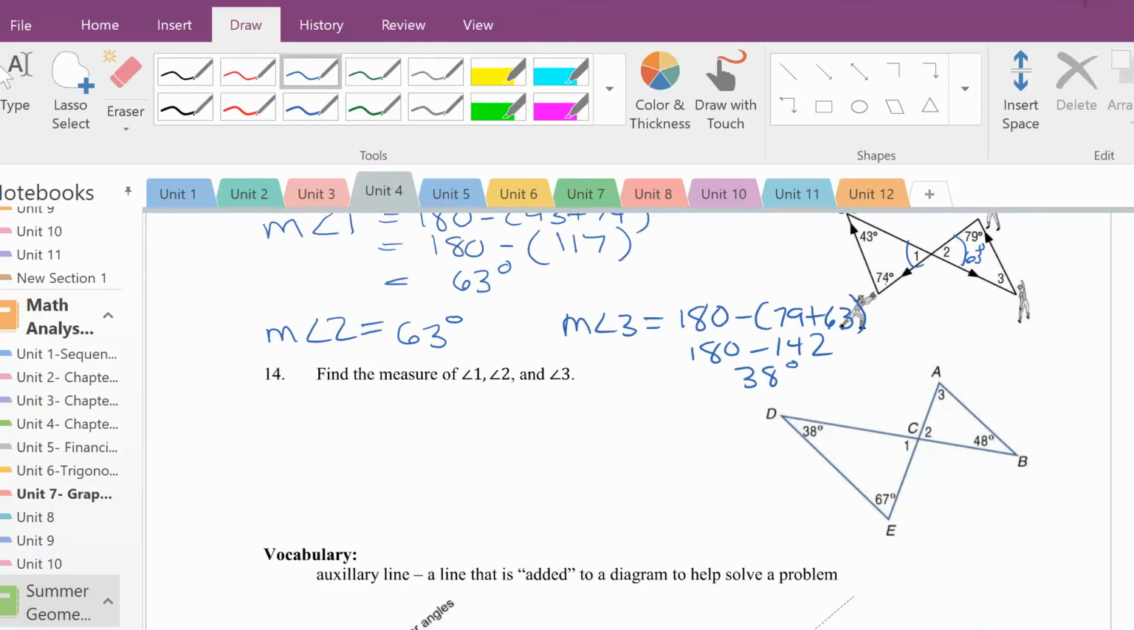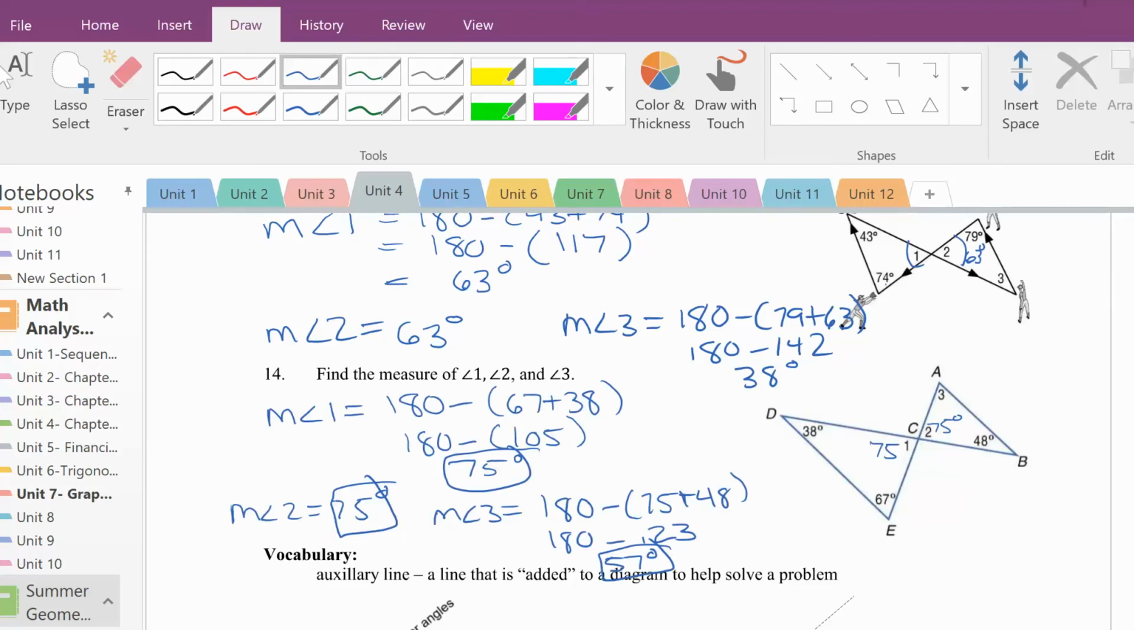So here the same thing. So you can do this. I'll give you a moment and then I'll go. All right, so go ahead and check your answers for number 14. Basically the same process as number 13.